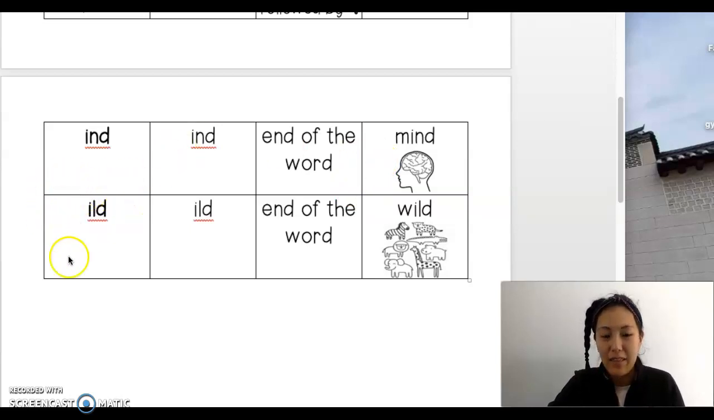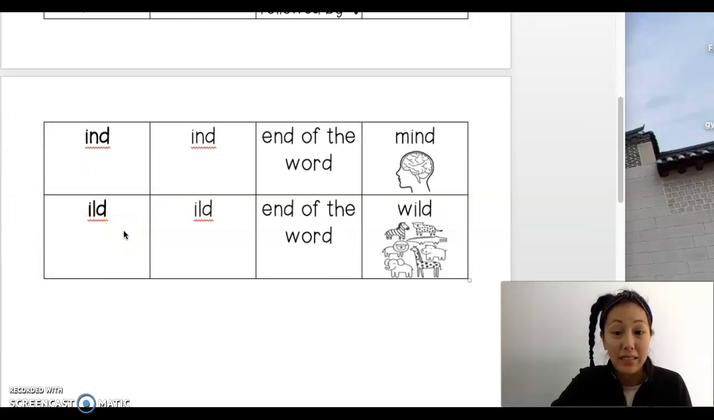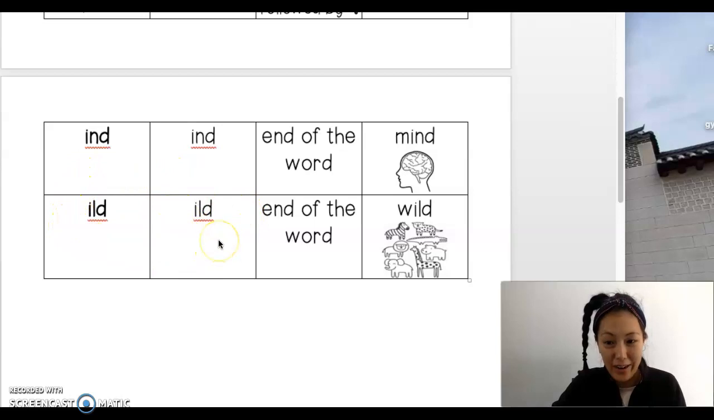Last long vowel grapheme that you will be working on this week is called ILD. Sound, ILD, found. End of the word, as in, wild. Good job, friends. You say it now. Ready? Here we go. Name of the pattern. Good. ILD. Sound. Very good. Found. End of the word, as in, good, wild.